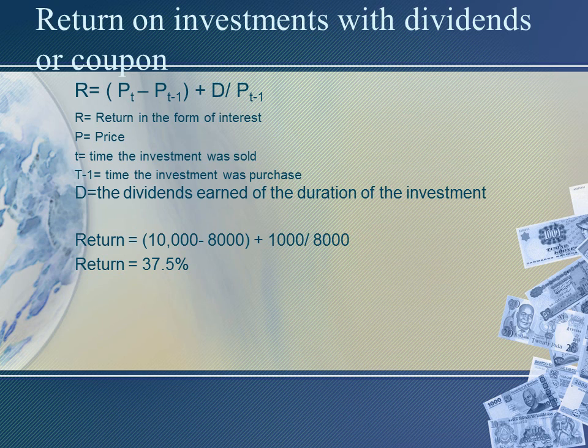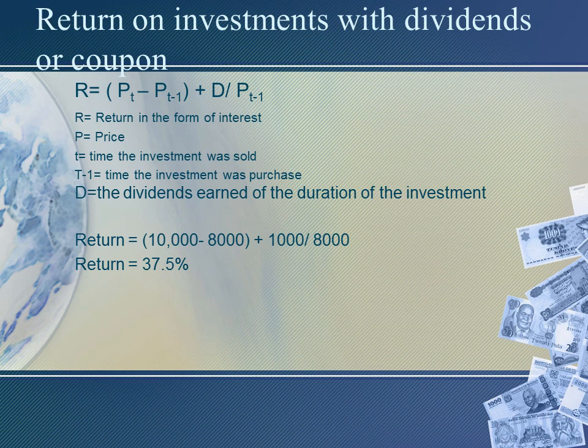If there's dividends or a coupon on this particular investment, you're simply going to add to this equation D, which stands for dividend income or coupon income, whatever the case may be. The equation is return equals PT minus PT minus 1 plus dividends, divided by the price of the investment at the time that it was bought. There's an example at the bottom.